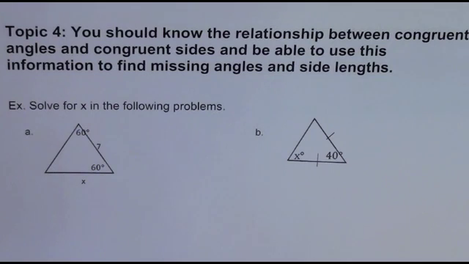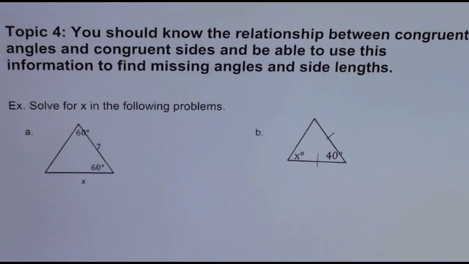Geometry 1, Chapter 5 Test, Topic 4. You should know the relationship between congruent angles and congruent sides, and be able to use this information to find missing angles and side lengths. So, the relationship between congruent angles and congruent sides.